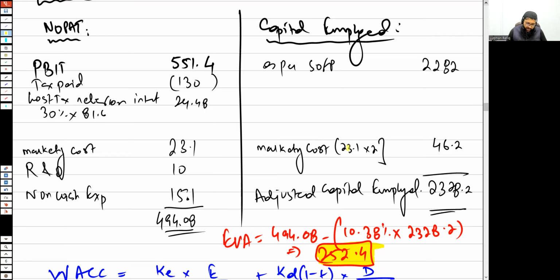So it's actually to date, because whatever marketing cost has been expensed out to us, that has been incorrectly expensed out, should have been capitalized.